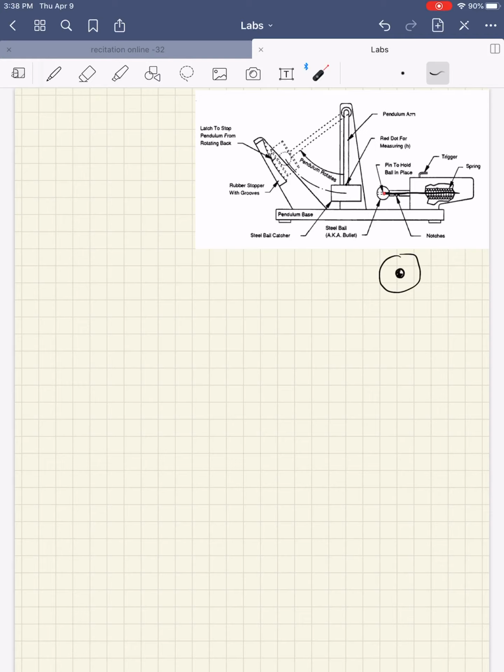So for the kinematics part, what you're going to do is take this pendulum. This pendulum is for the conservation of energy portion, and you're going to push it out of the way.